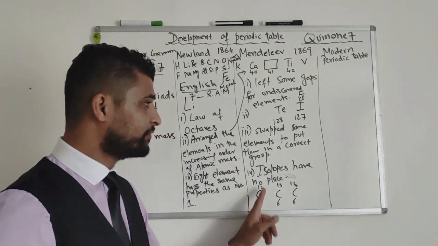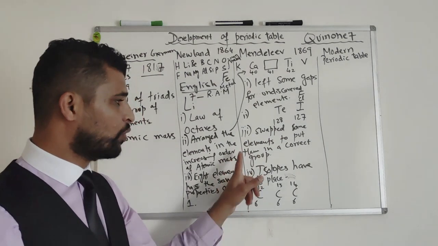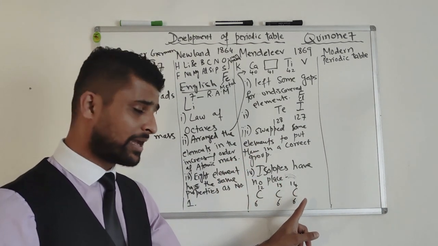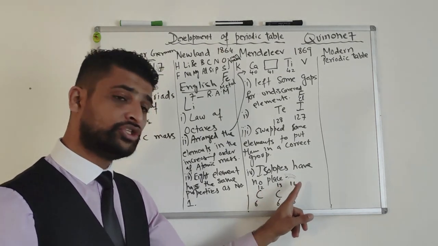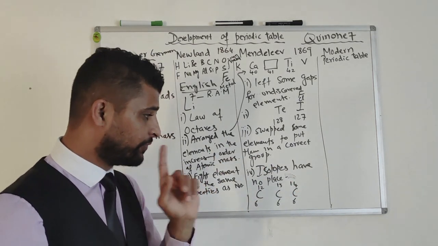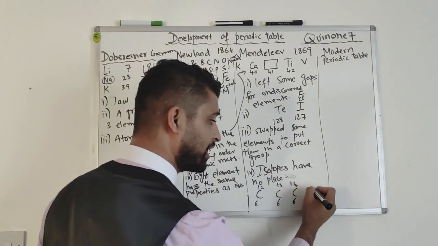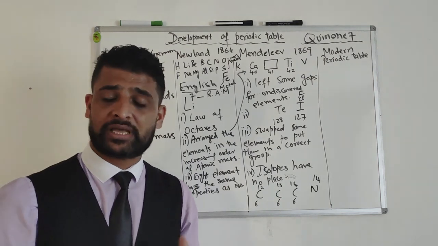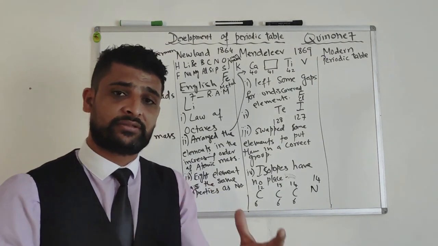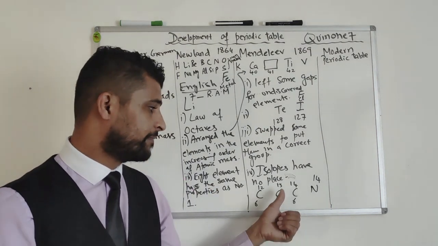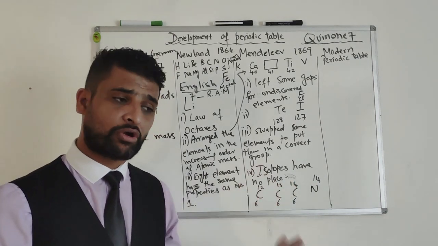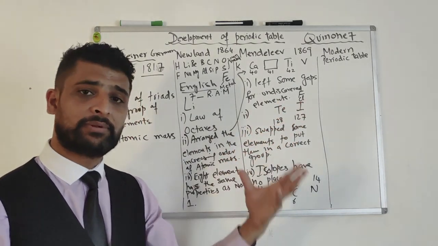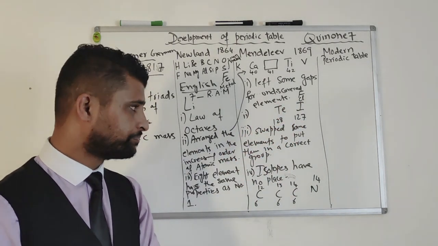Now, if you follow his rule that you arrange the elements in the order of increasing atomic mass, then these three should come in the periodic table as well. Whereas we have an element which is nitrogen with an atomic mass of 14. Most of the elements have got their siblings, you can say, with a different atomic mass, so you cannot put them into the periodic table. So the modern periodic table overcame this problem.